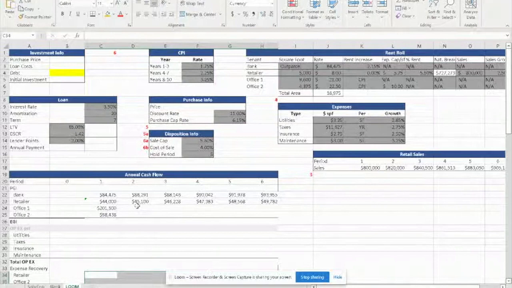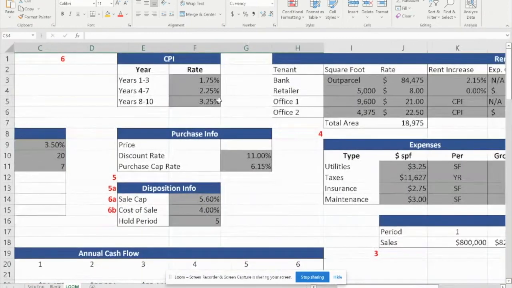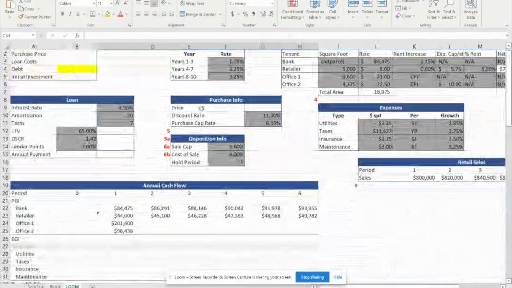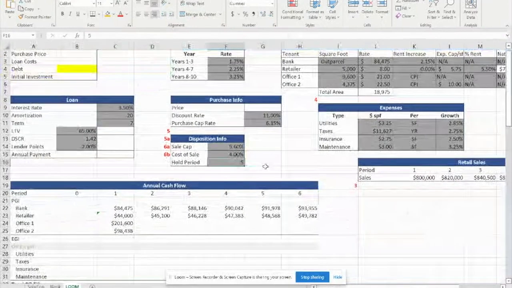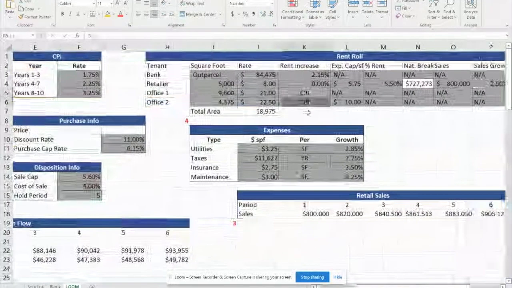For Office 1 and Office 2, the rent growth rate is growing at CPI, which is the Consumer Price Index. They're growing at 1.75% for years 1 through 3, 2.25% for years 4 through 7, and 3.25% for years 8 through 10, although we don't need to worry about years 8 through 10 since the property is being held for 5 years. So let's go ahead and do the growth rate for Office 1 and Office 2. Again, they're growing at CPI, as you can see here.